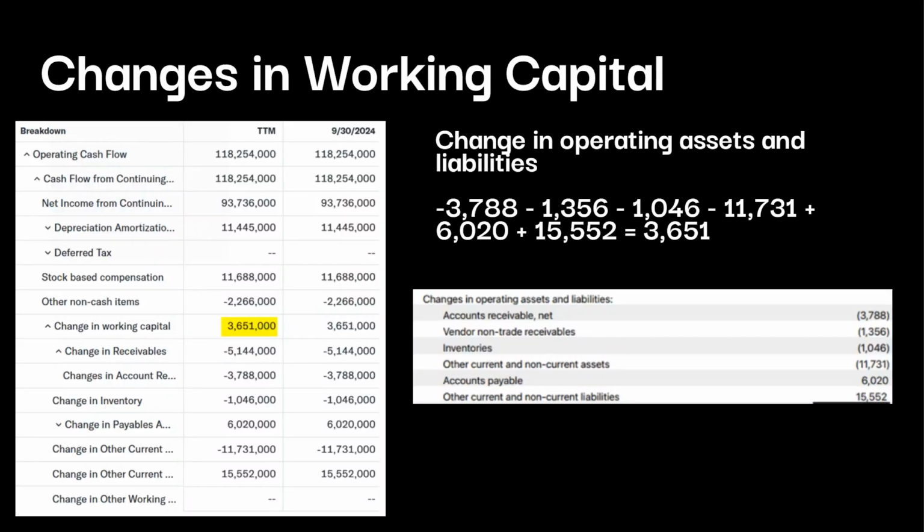All right, changes in working capital. This isn't present on Apple, but it is shown on Yahoo. And you can see the value over here is 3,651, right? And this is changes in operating assets and liabilities. And this is that whole section on Apple's sheet, right? So you start with 3,788 minus 1,356 minus 1,046 minus 11,731. Accounts payable is positive 6,020. Then other current and non-current liabilities is positive 1,552. And then you see a value of 3,651.